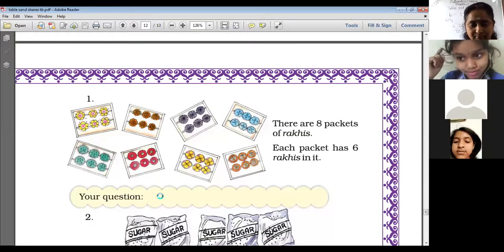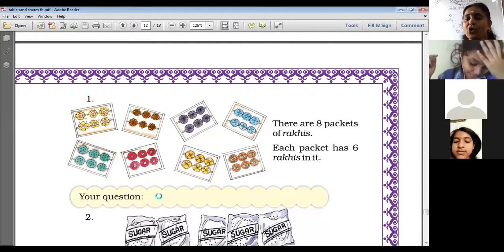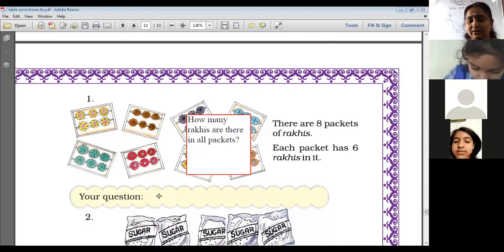Ma'am, 24 into 3 equal groups. First you have to write the question, ma'am. So what is your question here? How many total Rakis are there? Yes. How many Rakis are there in all? Okay, write it there, in the space. How many Rakis are there in all?